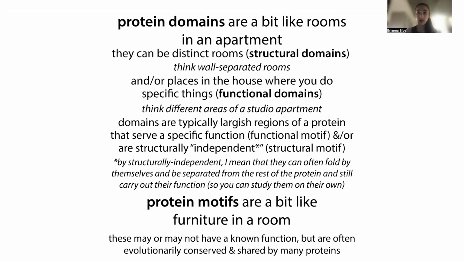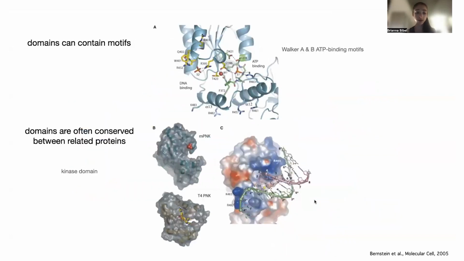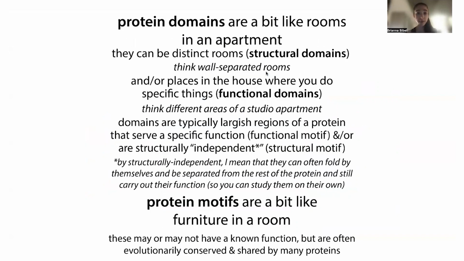So if you have your kitchen right next to your bed, true story, then those would be like functional domains. So in a protein, you might have one domain act as a kinase, a phosphate adder, another domain act as a phosphatase, a phosphate remover, and things like this. And so much more on this in my post on protein domains. But these domains are often conserved between related proteins. So you can have a kinase domain in multiple different proteins, Walker A and B ATP binding motifs in multiple proteins, and things like this.